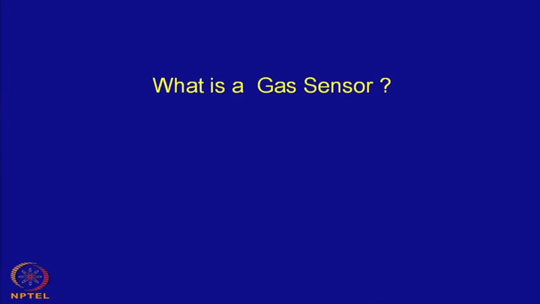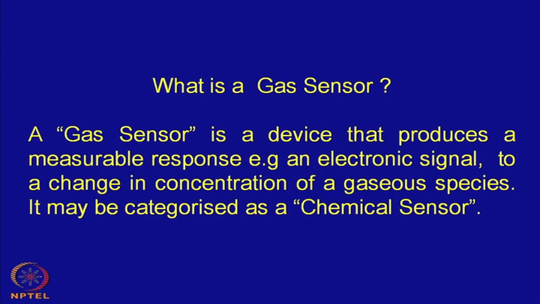We will start with a simple definition. Of course, I am sure it is quite well known to everybody. What is a gas sensor? A gas sensor is nothing but a device that produces a measurable response, normally an electronic signal, to a change in the concentration of gaseous species. It may be categorized as a chemical sensor.